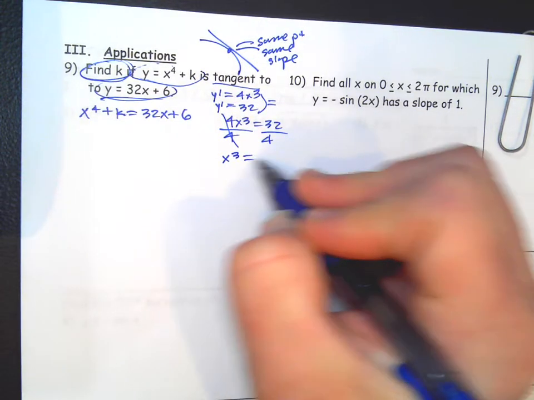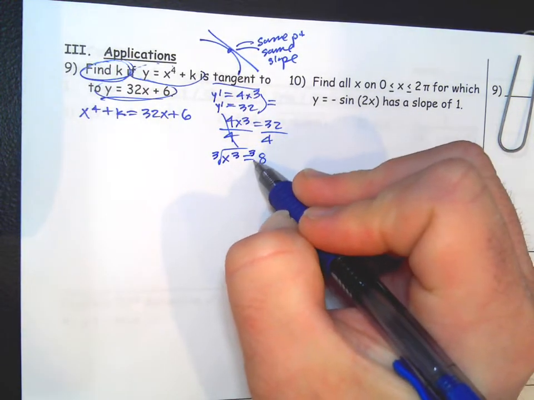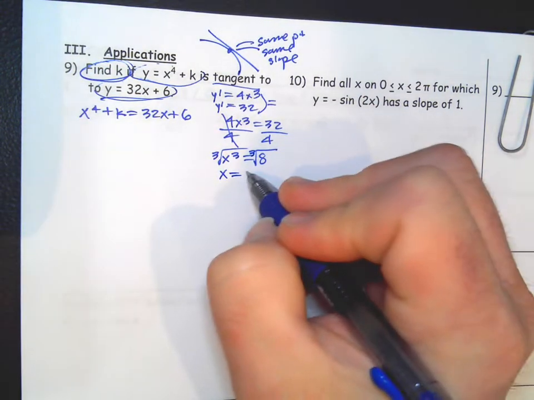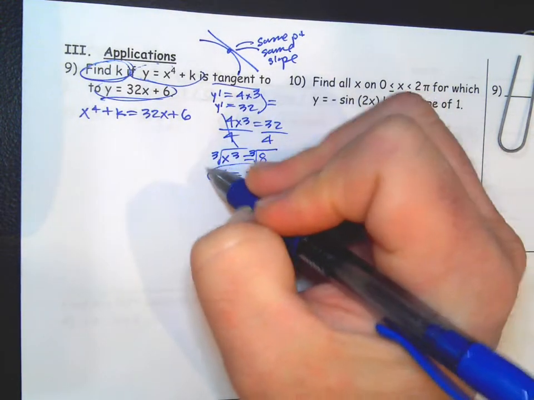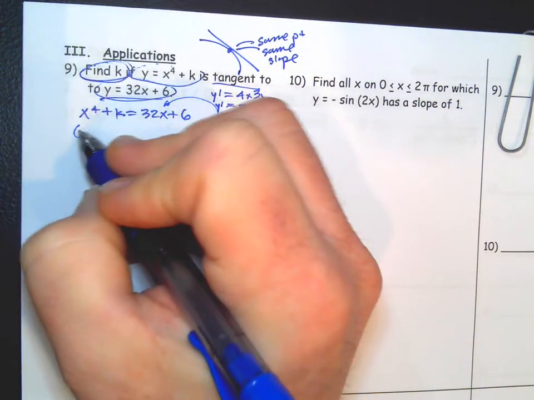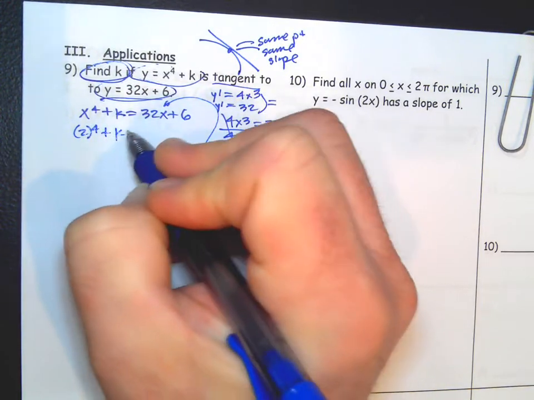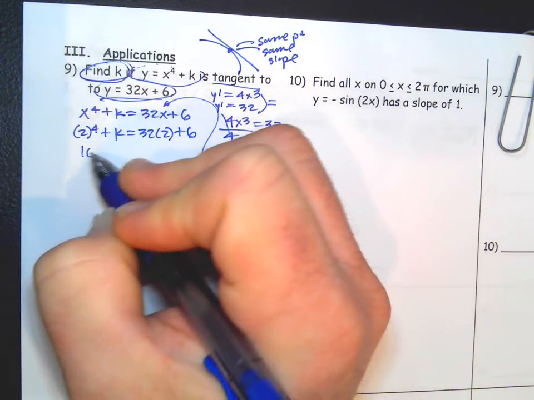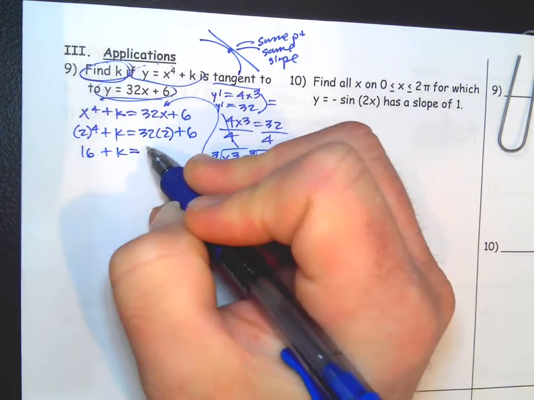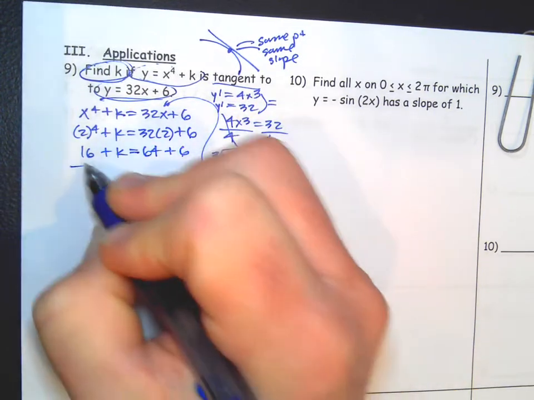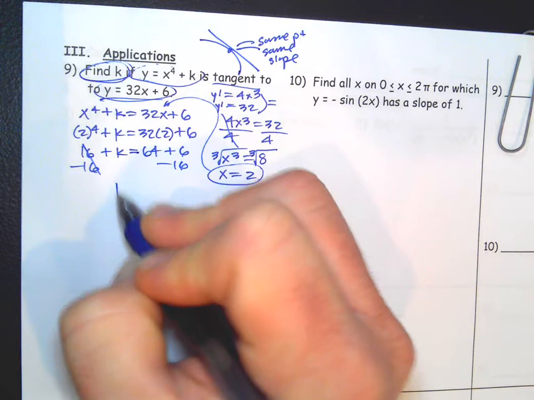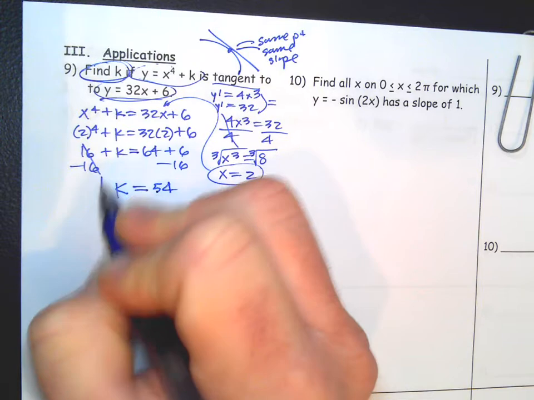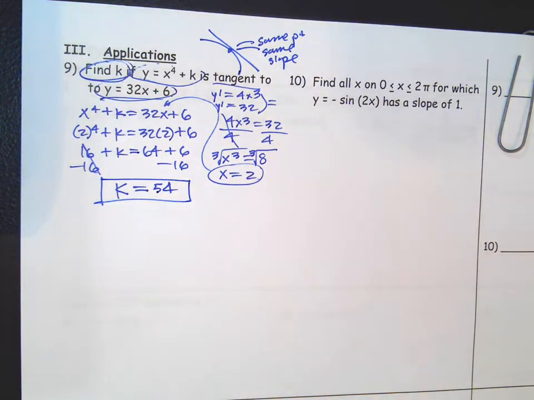X cubed equals 8. Cube root of both sides. Do we do plus or minus? Nope, because it's an odd root. But if it was an even root, you better do it. You get multiple answers. So x equals 2. We're going to now plug that in up here. So that's going to be what? 16. This is going to be 64. We'll subtract 16 from both sides. K equals 48. There you go.